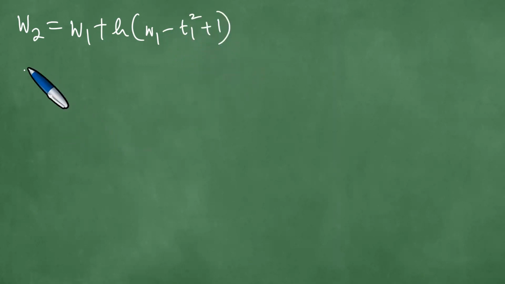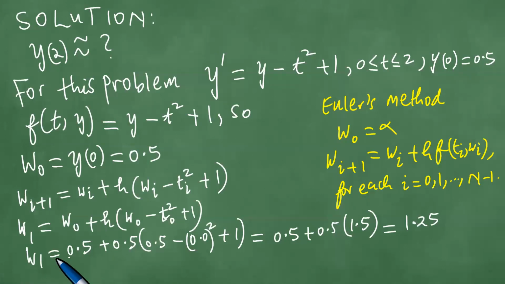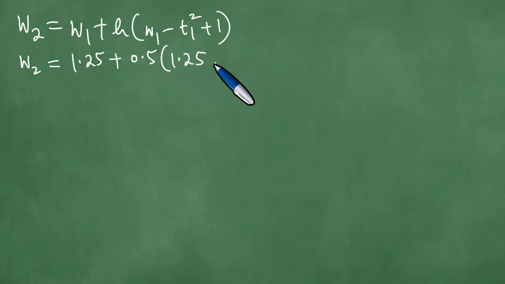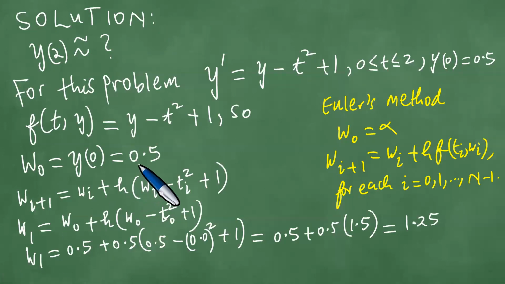Okay, now it just remains for us to recall what we got, because these are successive approximations, so we know W1 is 1.25. In the place of W1 here, you put 1.25 plus the H, which is 0.5. We got W1 in the previous estimation step. And then we have the T1. What is the T1?